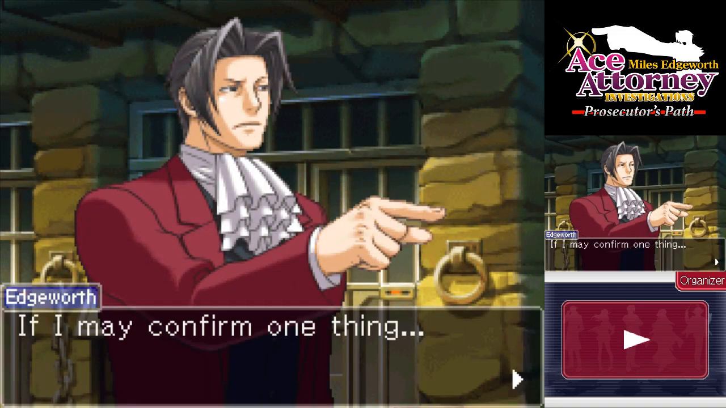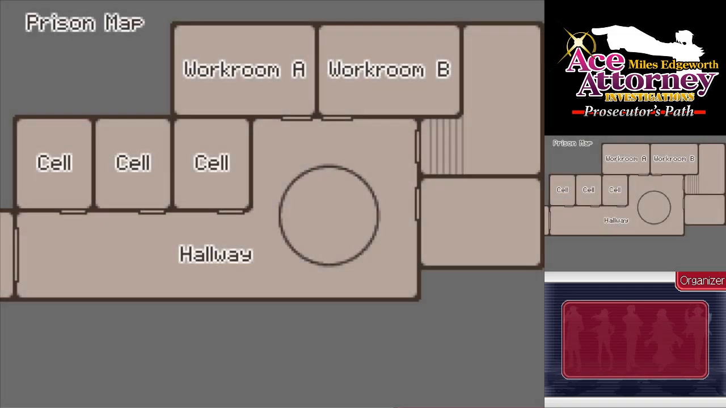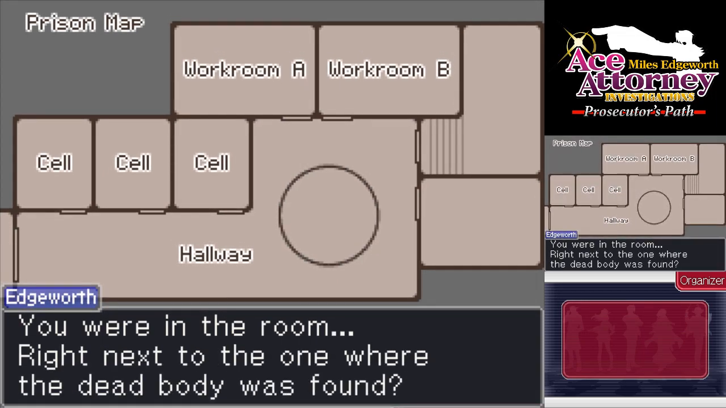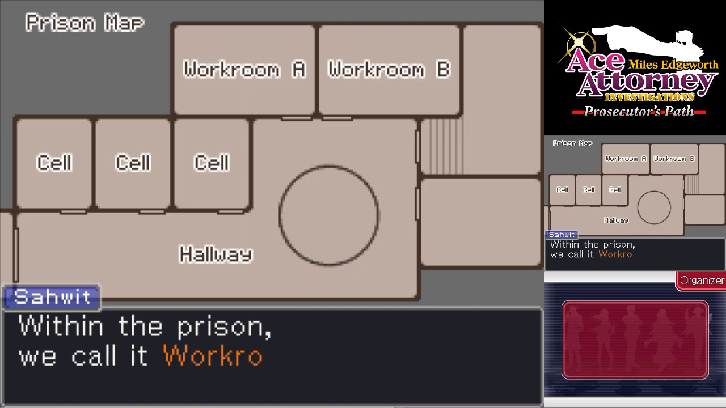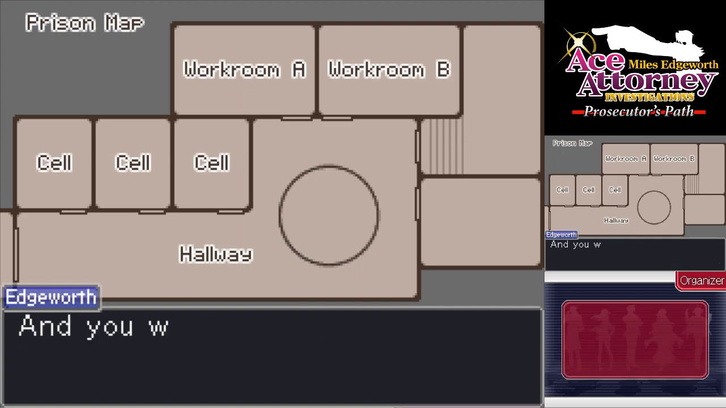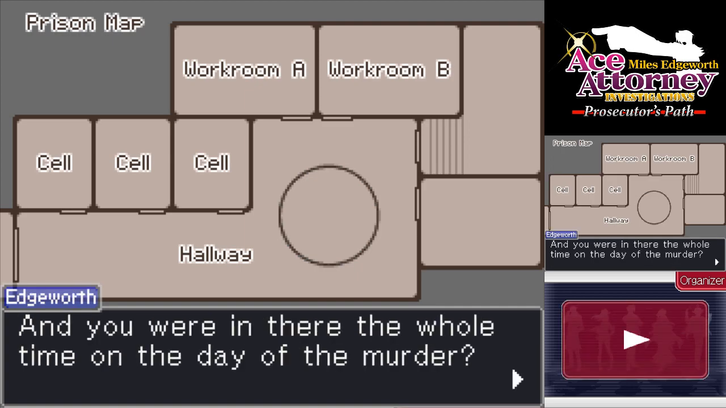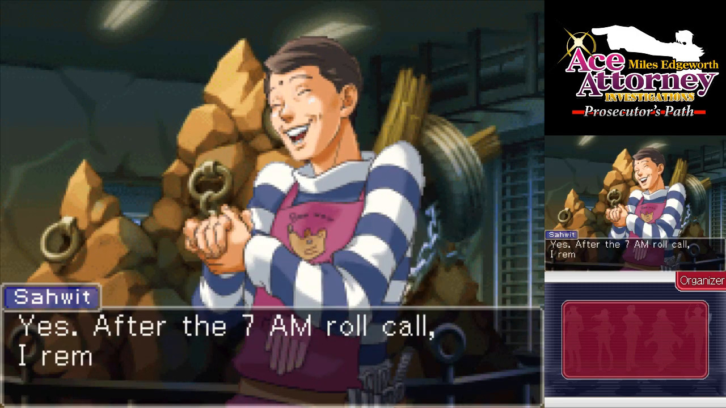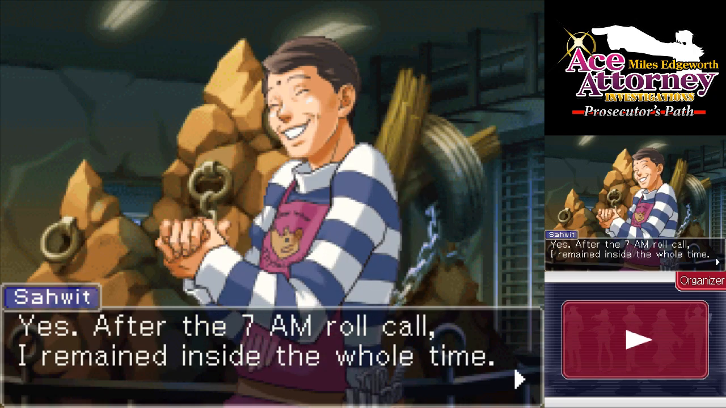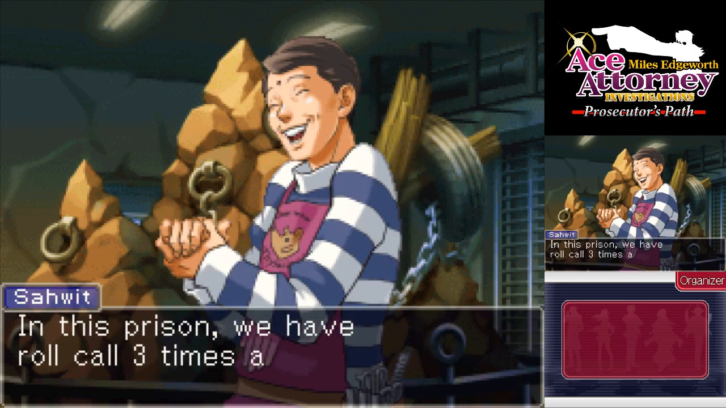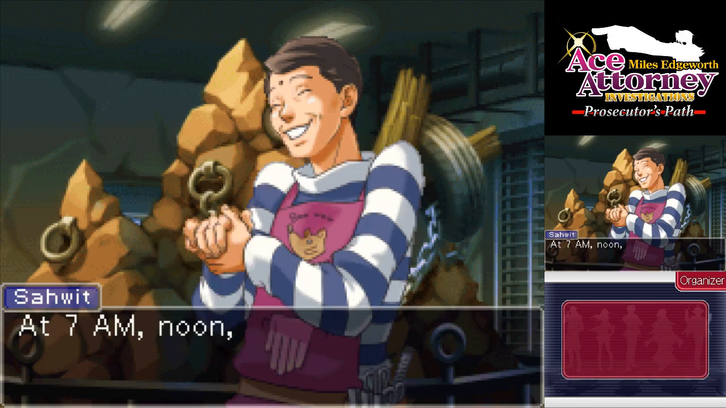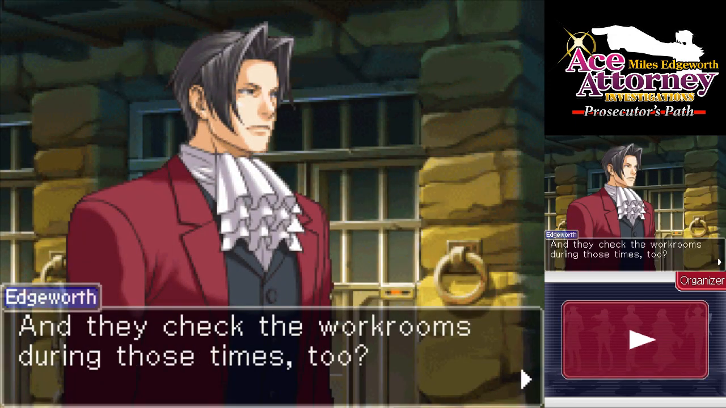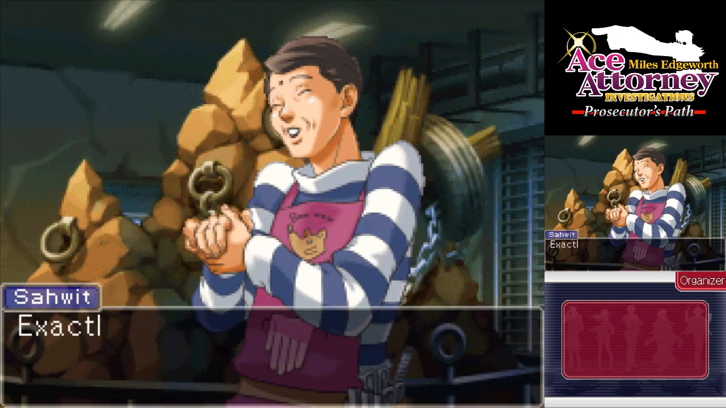If I may confirm one thing. You were in the room right next to the one where the dead body was found? Within this prison, we call it Workroom B. And you were in there the whole time on the day of the murder? Yes. After the 7 a.m. roll call, I remained inside the whole time. In this prison, we have roll call 3 times a day. At 7 a.m., noon, and 9 p.m. And they check the workrooms during those times too?